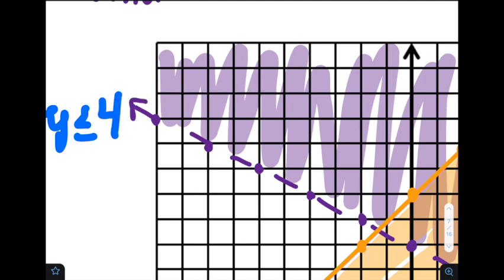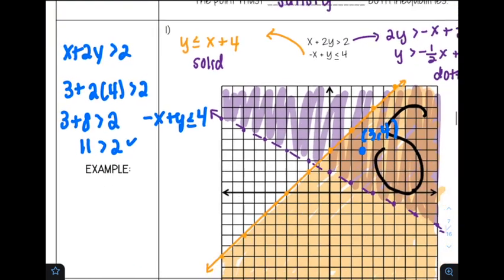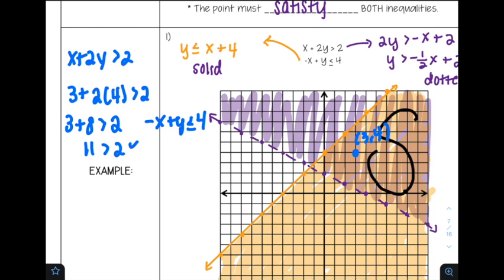There we go. Okay. So now we have negative x, which was negative 3, plus 4 is less than or equal to 4. So negative 3 plus 4 will get positive 1 is less than or equal to 4, which is true. So that point, (-3, 4), satisfies both the first inequality and the second inequality.